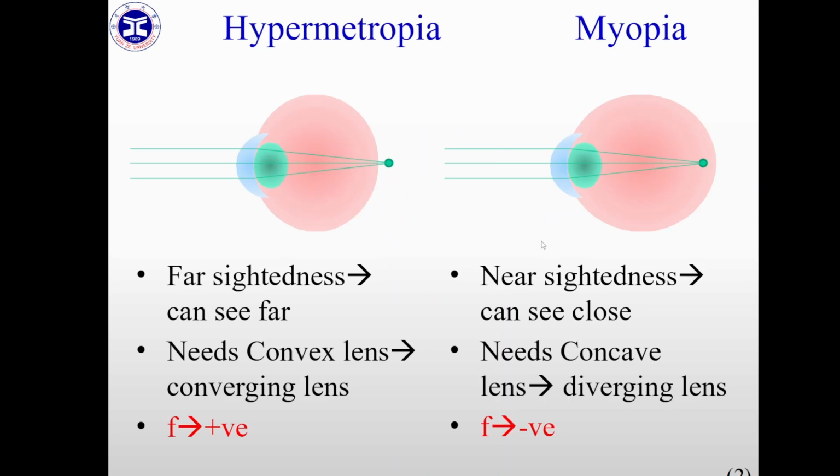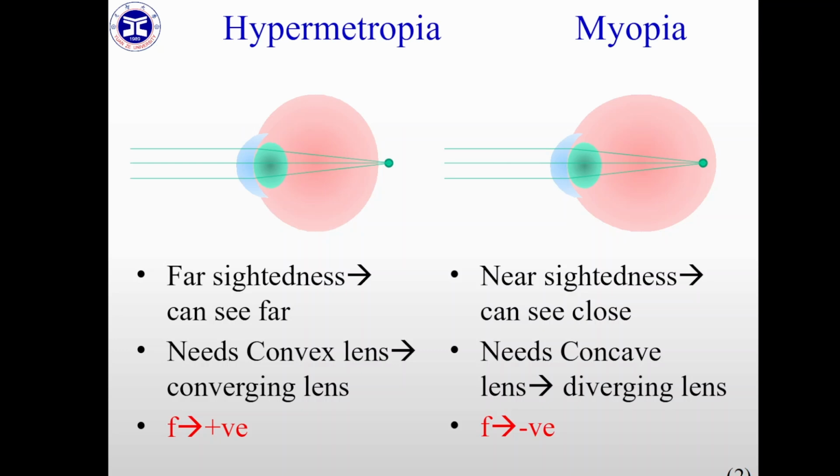What happens in hypermetropia is that the image is formed beyond the retina. This condition is called farsightedness, in which you can see far. In order to correct this, you need a convex lens or a converging lens. Now, one of the important things to know while you're doing the calculation is that for a convex lens, f is positive.